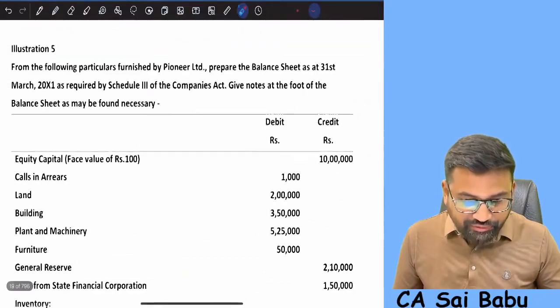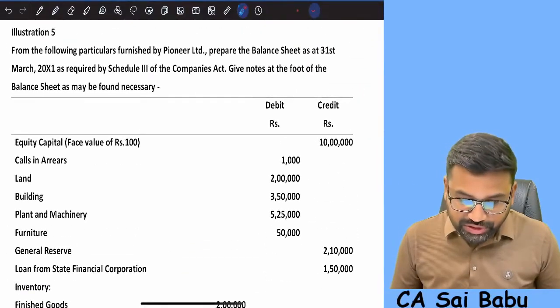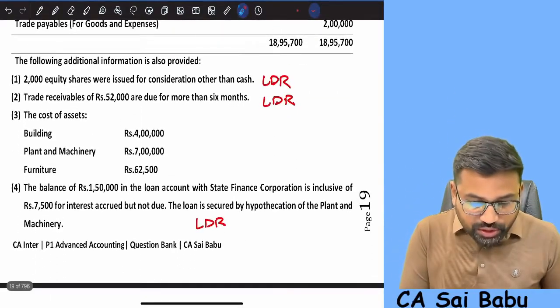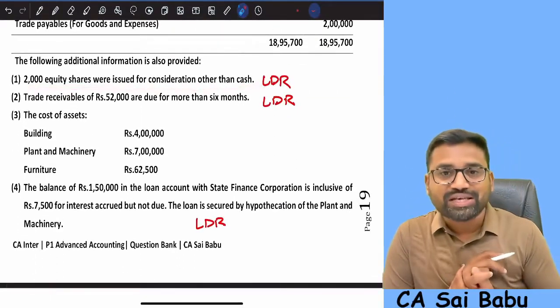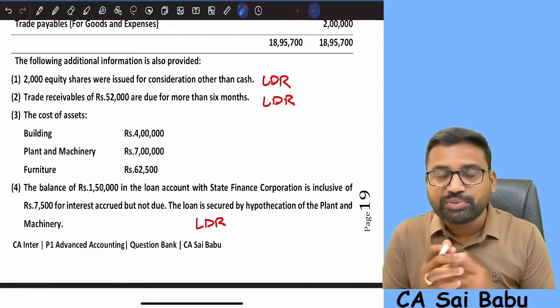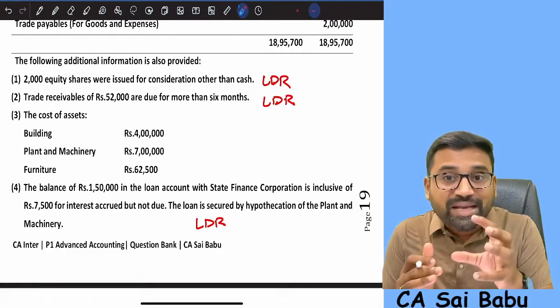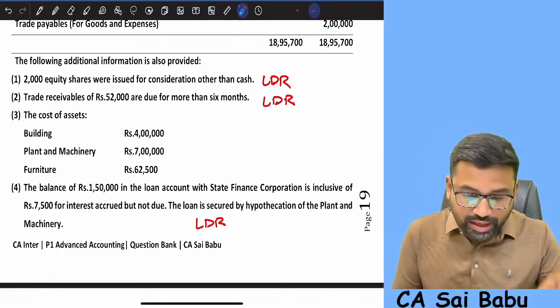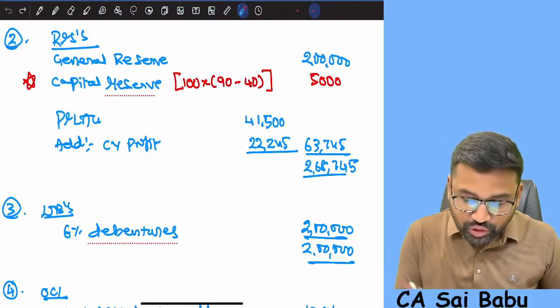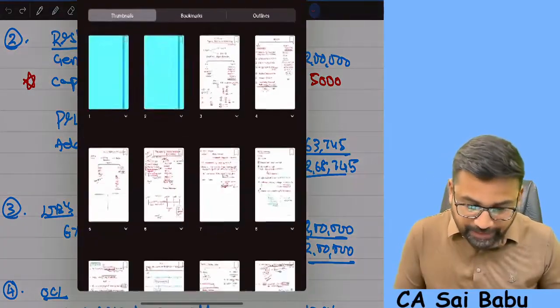Next, illustration number 5 is one of the very important questions. In this question, you see additional information: 2,000 shares were issued for consideration other than cash. Whenever any shares are issued for consideration other than cash, as per Schedule 3, we need to present it separately in the notes to accounts.